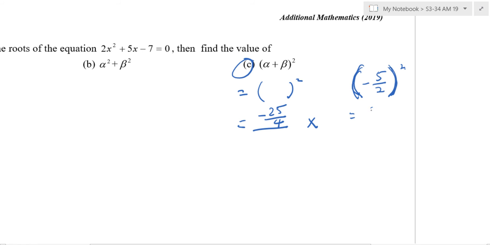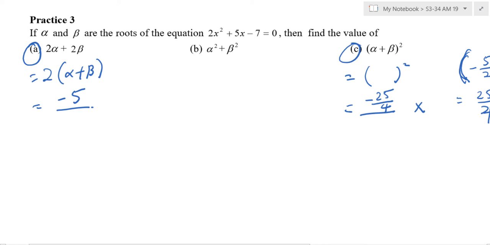You will get positive. Another way of looking at it, Matthew, this is negative 5 over 2 times negative 5 over 2. We say that bad person, bad thing happened to him is good. So minus and minus will give you plus. Everything, everyone good with that? Yes.